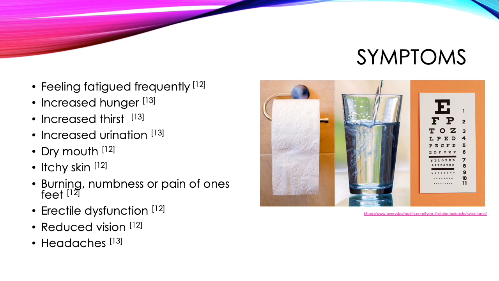In type 2 diabetes, sugar builds up in the blood, and to compensate, the body pulls fluid from tissues and thus increases the workload of the kidneys. This results in increased thirst and urination, and possibly dehydration, which then leads to dry mouth. High blood glucose levels can cause the skin to dry out, which is why people may report itchy skin.